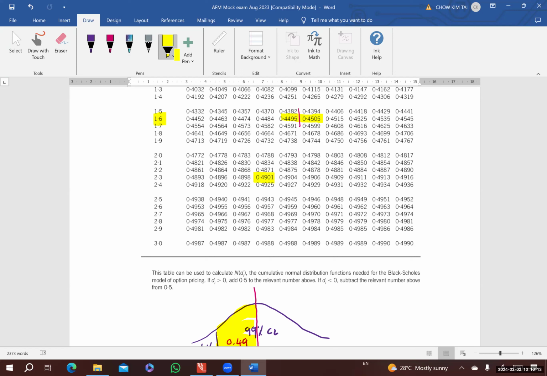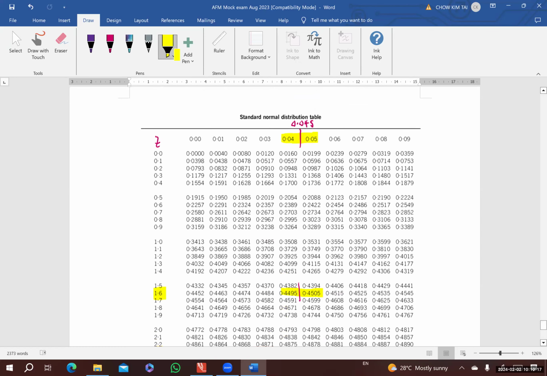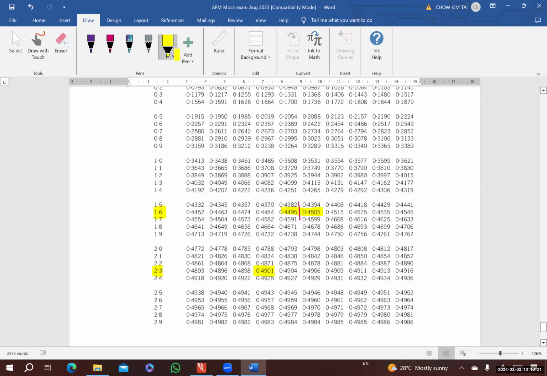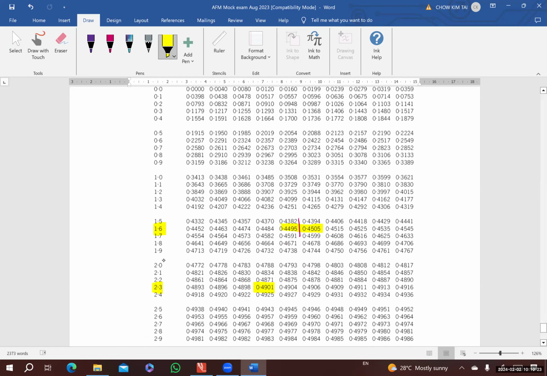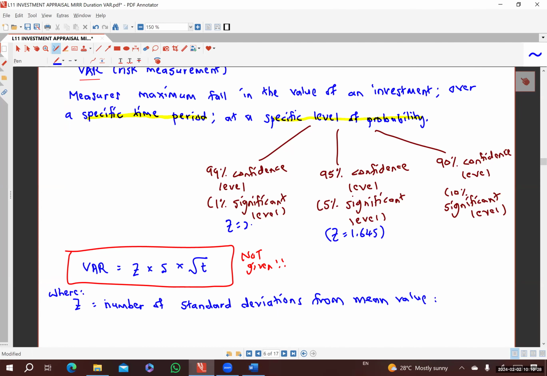So can you see here 2.3 and up here 0.3. So it's 2.33, right? 2.3 and up here 0.3. Okay. So 2.33.